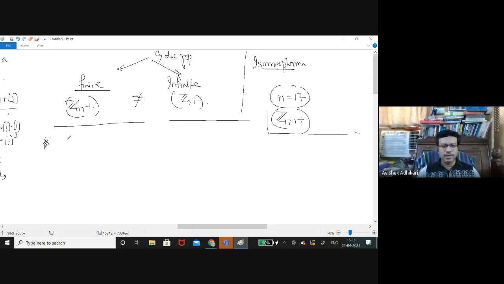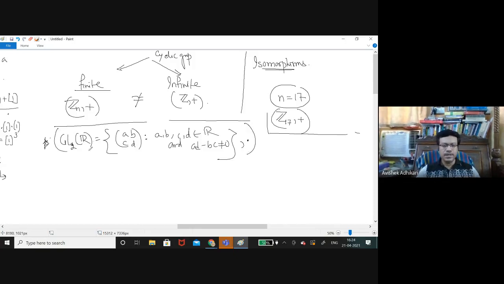Previously we have already heard about GL2R, right? So this was all 2 by 2 matrices such that a, b, c, d belong to R, and ad minus bc is not equal to 0. We have seen that with respect to multiplication, this forms a group, right? GL2R with respect to multiplication forms a group. Clear to all of you?